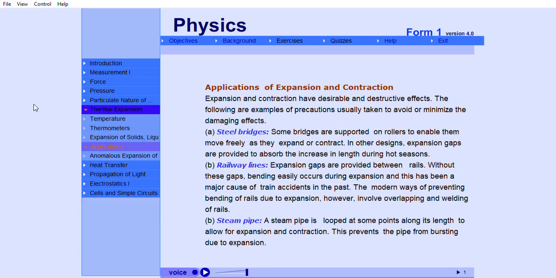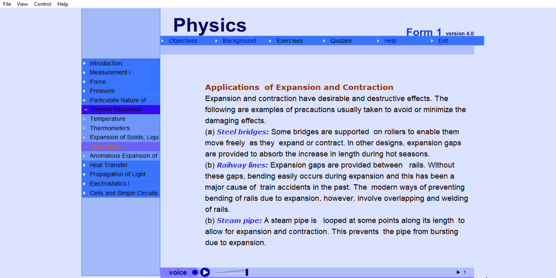Applications of expansion and contraction. Expansion and contraction have desirable and destructive effects. The following are examples of precautions usually taken to avoid or minimize the damaging effects. Steel bridges. Some bridges are supported on rollers to enable them move freely as they expand or contract. In other designs, expansion gaps are provided to absorb the increase in length during hot seasons.